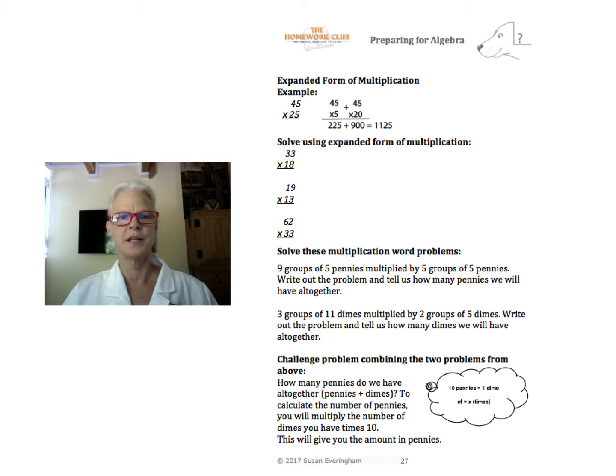Practice, page 22. So we've got multiplication again. We're going to do it in an expanded form though this time. So we're doing it slightly differently. Again, you figure out what's going to work best for you.